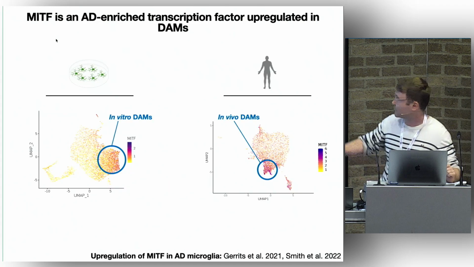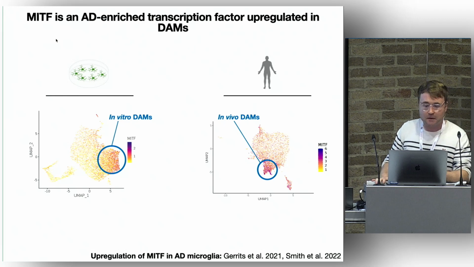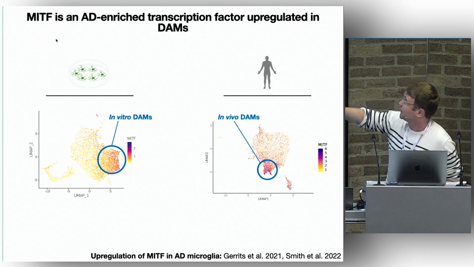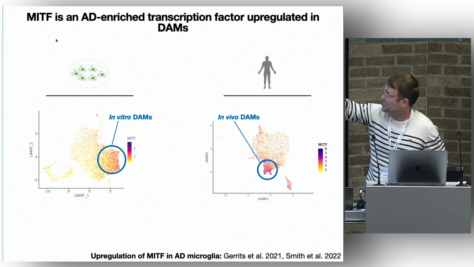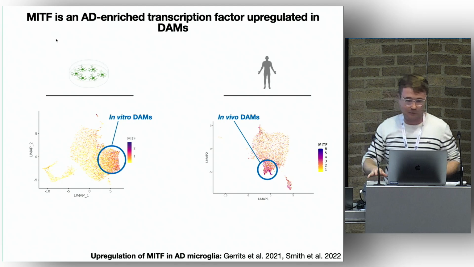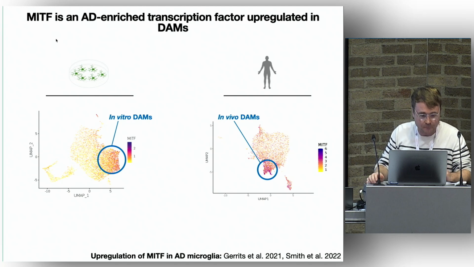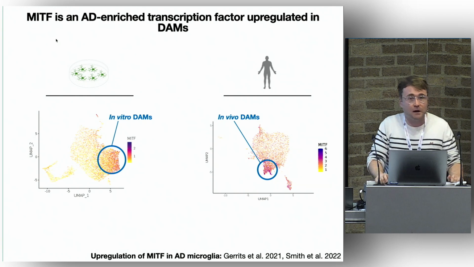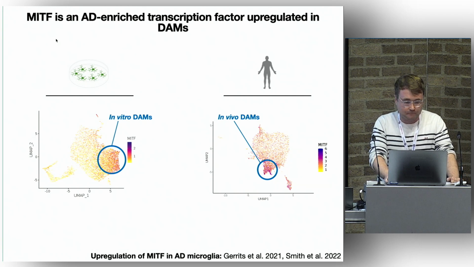Moreover, prior work from several groups had shown that MITF was an upregulated transcription factor in microglia from Alzheimer's disease patients. We found that MITF was upregulated both in vitro DAMs on the left, and in vivo DAMs on the right in our brain biopsy cohort, which suggests that MITF could be a DAM regulator both in vitro and in human brain microglia.